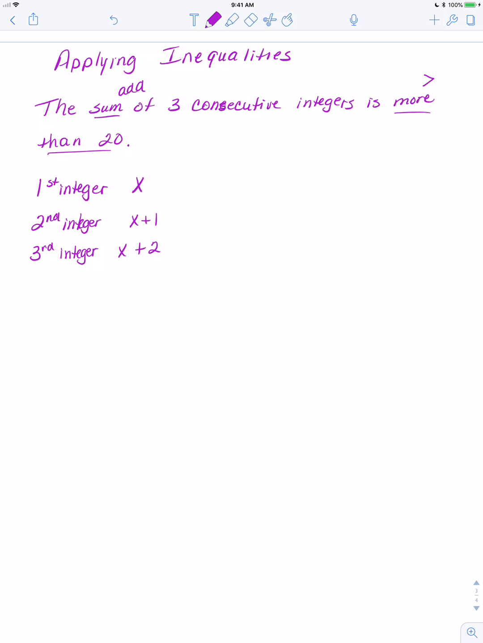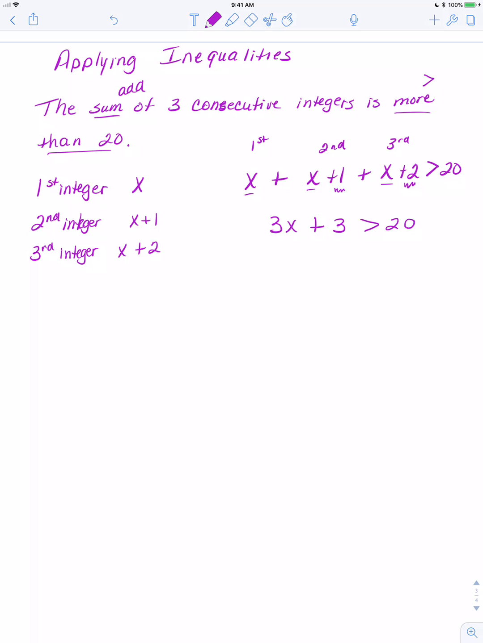So let's add up all of our integers. So here's the first one, plus the second one, which is x plus 1, plus the third integer, which is x plus 2, greater than 20. Okay, well, we know that we have to combine like terms on both sides before we can start solving an equation. So I'm going to combine these x's, and I have 3 of them. So that's 3x plus then my whole numbers, 1 plus 2 is 3, is greater than 20.